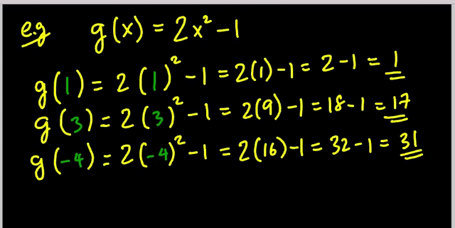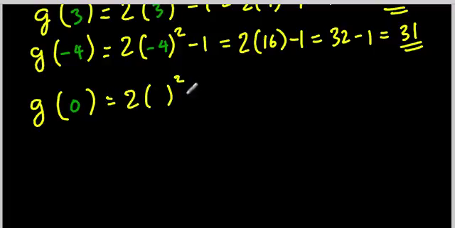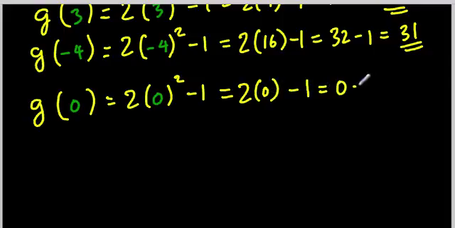All right, and finally, let's do g of the number 0. If we have the number 0, it's basically 2 times something squared minus 1, and that something happens to be 0, because that's simply what we put for the input. So 0 squared is 0, so it's 2 times 0 minus 1. What's 2 times 0? Well, that's 0. So it's 0 minus 1. So your answer is simply negative 1.